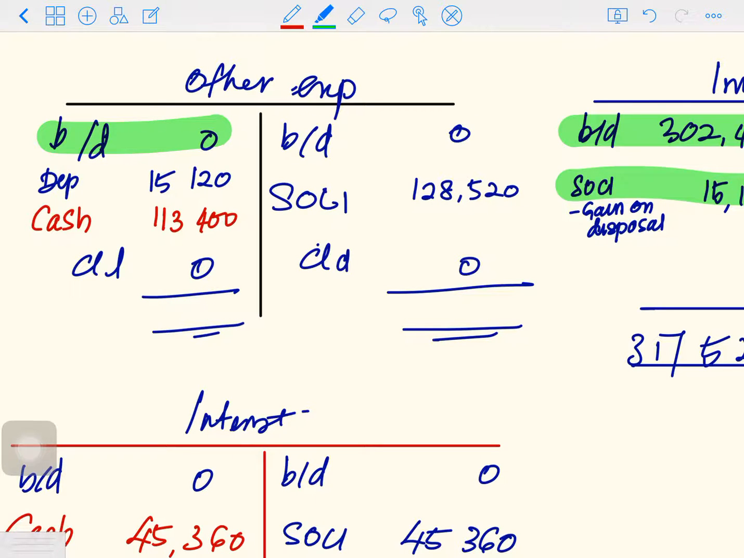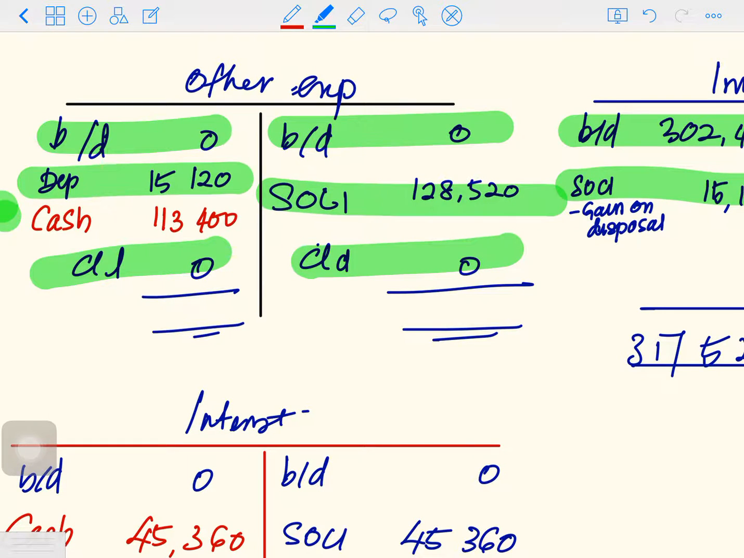Tapi yang kita ada charge to SOCI, which is 128520 kan. Kita charge ke SOCI. And depreciation, kita charge to include depreciation kan. Maknanya depreciation kita debit dalam other expenses kan. Kita debit dalam other expenses depreciation tu, and then kita credit accumulated depreciation kan. Jadi balancing figure yang ada, the changes in activity ni ialah 113,400. That represent other expenses yang kita bayar dengan cash. Okay, the balancing figure 113,400.